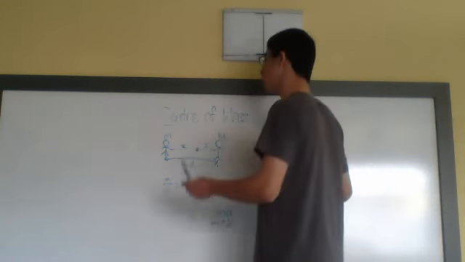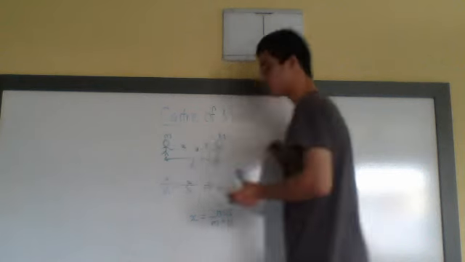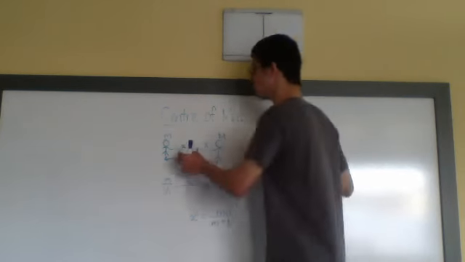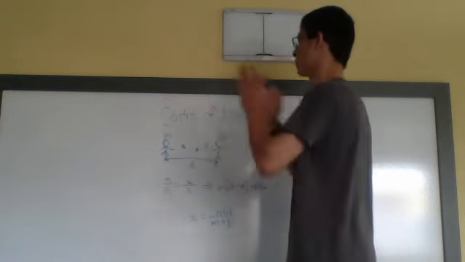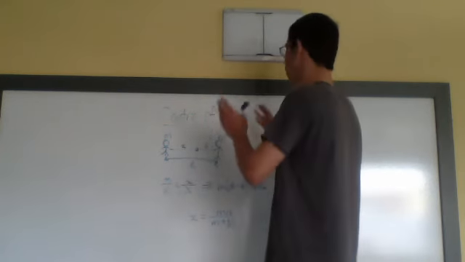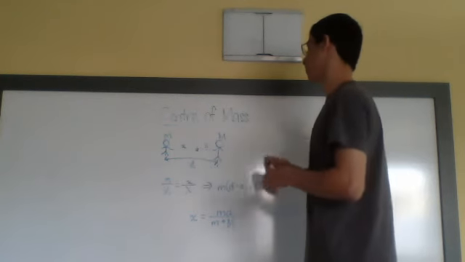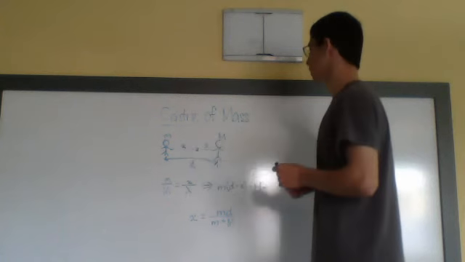Now the ratio of mass, small m over big M, should equal the ratio of the distance between the smaller mass and the center of mass over the distance between the larger mass and the center of mass.